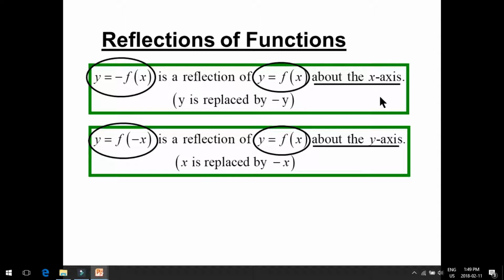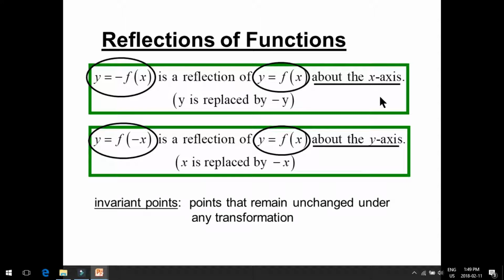And the groundhog, that's called an invariant point. Invariant points are points that remain unchanged. The groundhog was touching his own reflection, so in the reflection, that point would stay unmoved. Invariant.